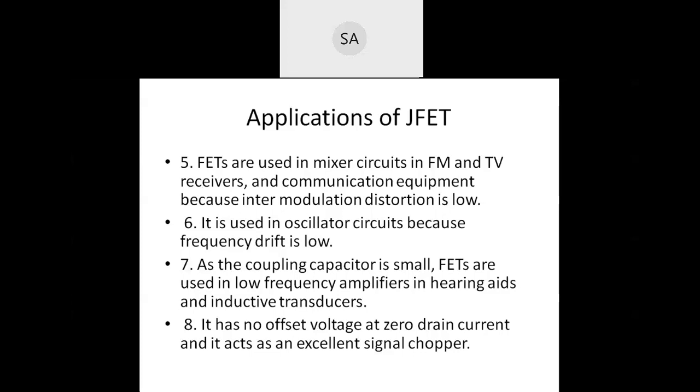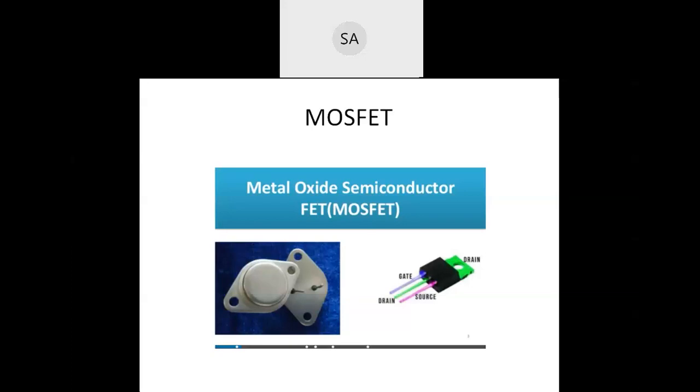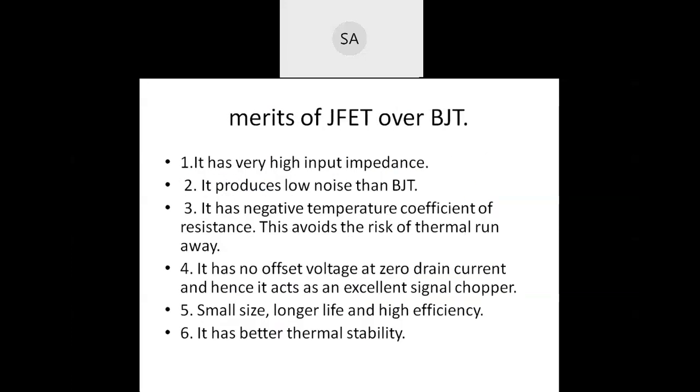As the coupling capacitor is small, FETs are used in low frequency amplifiers, in hearing aids, and inductive transducers. And it has no offset voltage at zero drain current, and it acts as an excellent signal chopper. In the merits, FETs are also less affected by radiation compared to BJT. In integrated circuit form, FET is simpler to fabricate and it occupies less space.